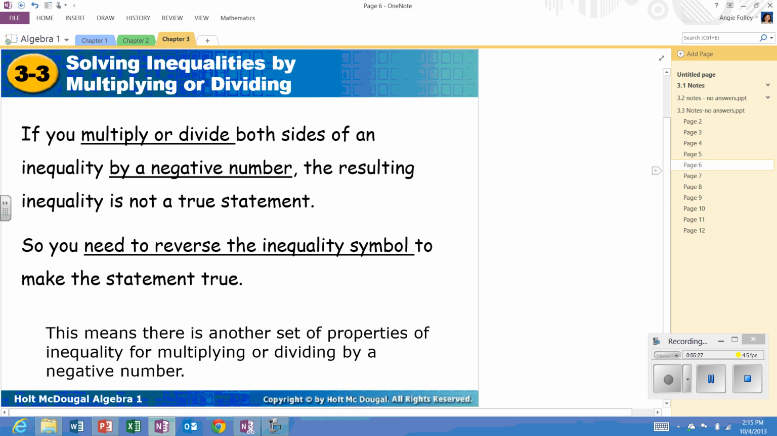All right. If you multiply or divide both sides of an inequality by a negative number, the inequality is not true. So in order to make it true, we have to reverse the inequality sign. Okay? So that means we're going to look at another set of properties when we're dealing with multiplying or dividing by a negative number.